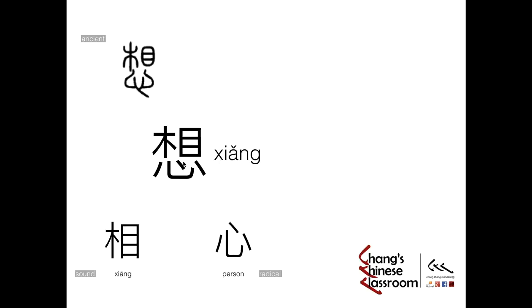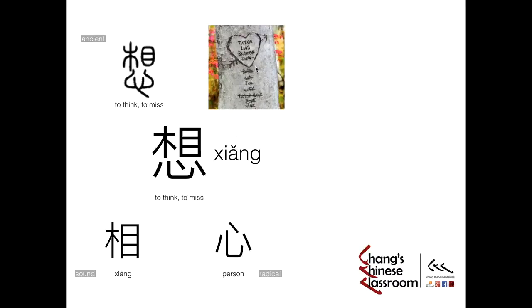And for the modern version, I'd like to break this part down as well. This is mu and mu, for wood and eye. So you're staring at the wood and you have such a feeling like you miss your lover, or judged by the picture, could be lovers. 想 wants you to link the memory with the heart.